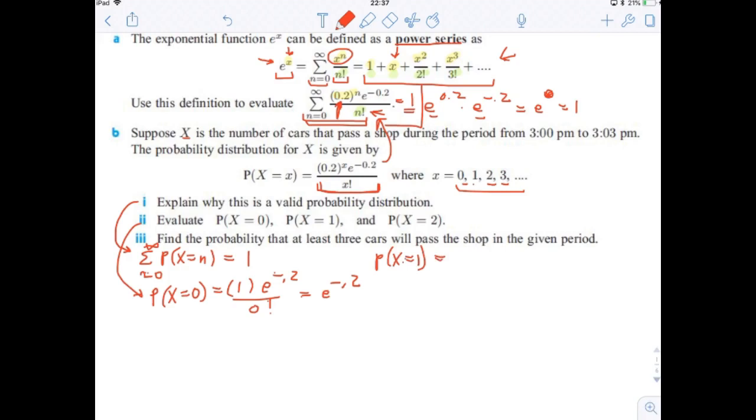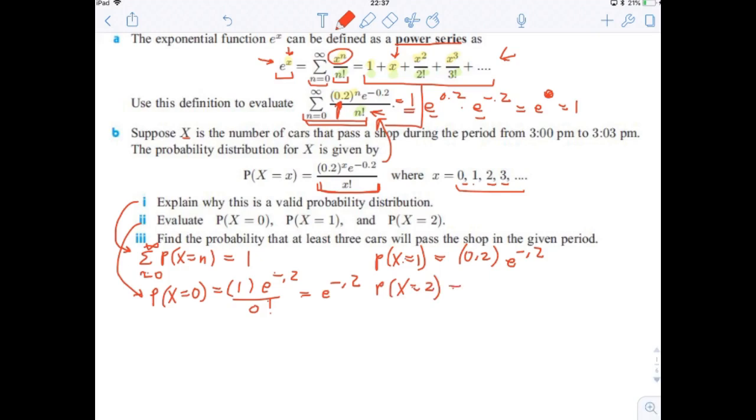So for this one, it's 0.2 to the first power times e to the negative 0.2 divided by 1 factorial, which is just 1. So that's the probability of x equal to 1. What about the probability that x equals 2?